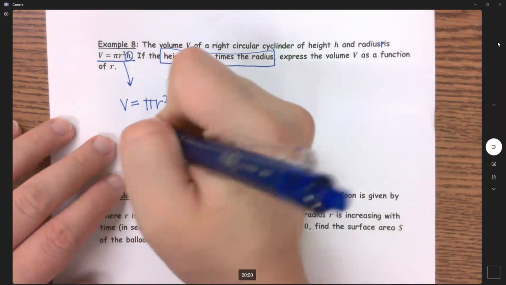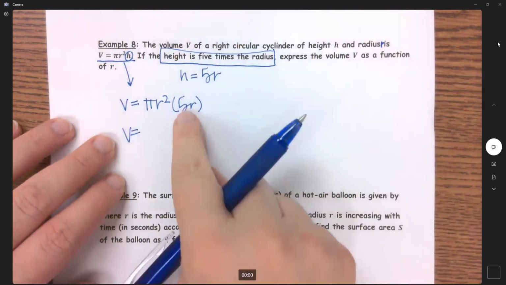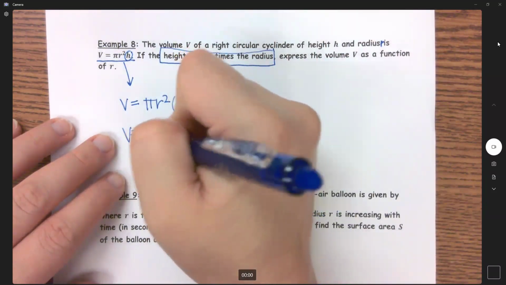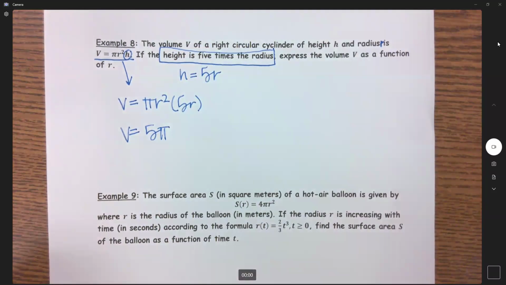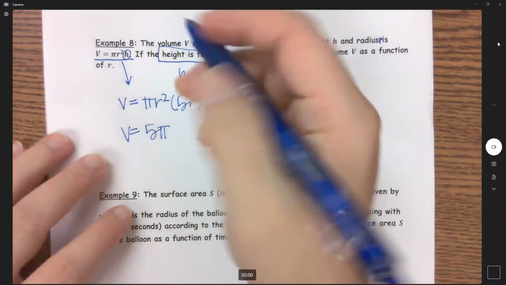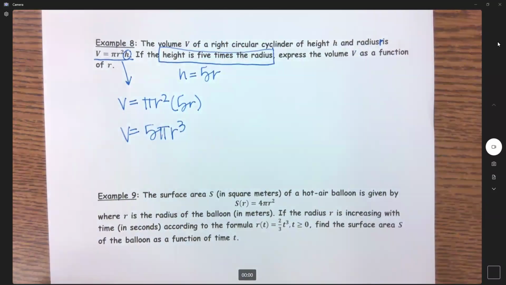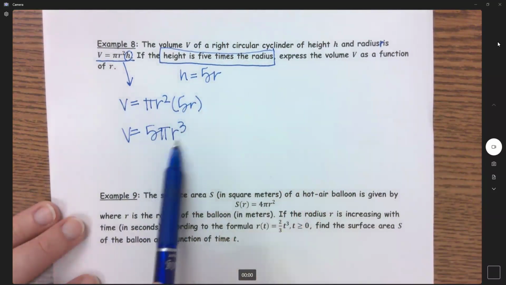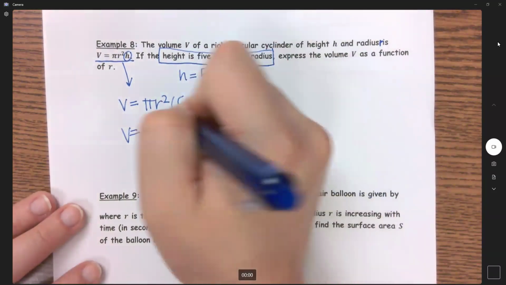So if we simplify, we typically like our coefficients out front. So pi times 5 is 5 pi. And then r squared times r is r cubed. So now we have expressed the volume as a function of r. Now that's my only unknown.